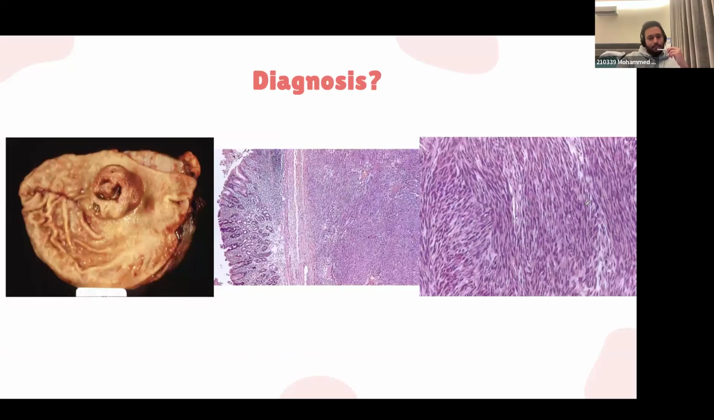This patient over here, what cancer do they have? This is a very rare tumor. Good, perfect. Gastrointestinal stromal tumors, which come from what cells in the stomach?